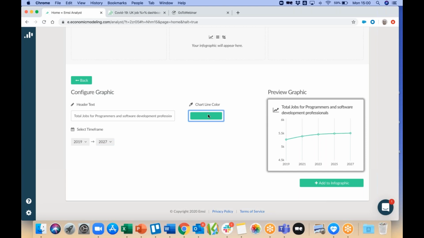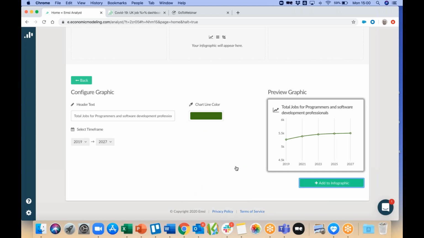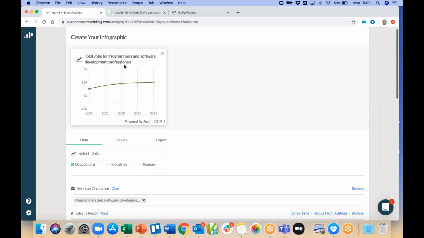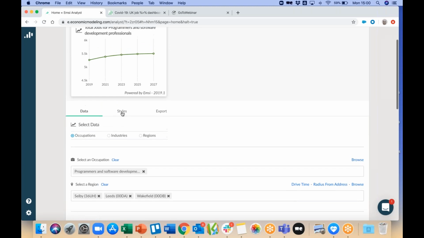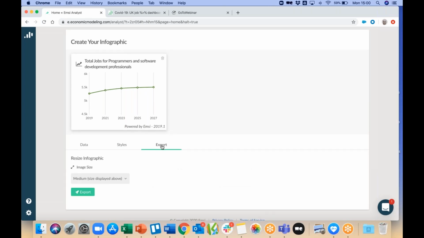We can select the chart color, the line color, so we can make this more aligned to your corporate colors. So let's just stick with a nice dark green color, and then we can add that to our infographic. You can select up to 3 of these little infographic charts, and if you selected 2 or 3 together, you could export those all together. At the minute, I've just produced 1. We can then look at the style. So we could change the font, the text color, the layout, and the background, and then we just export that.